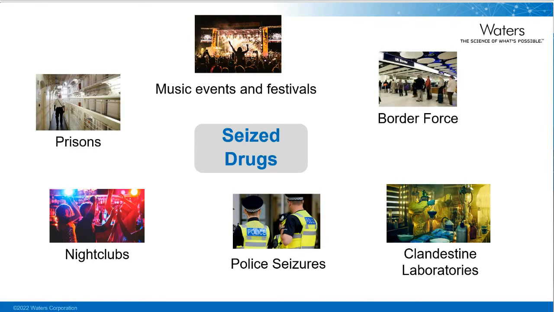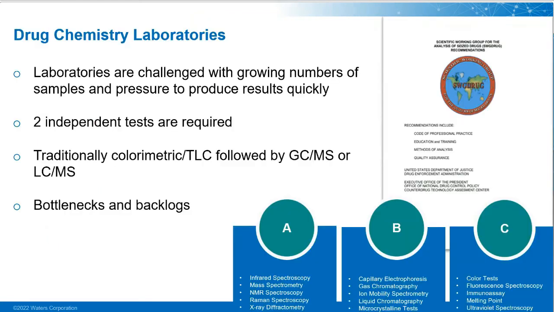The analysis of seized drugs plays a vital part in the effectiveness of national and international programs. These aim to control the use, trafficking, and distribution of illegal drug substances. Drugs can be seized from many places by police forces and border control. A few examples of these are shown on this slide.